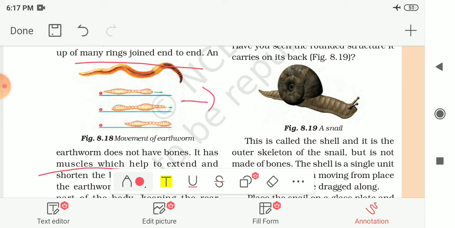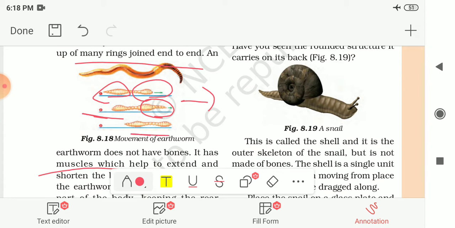If the earthworm is moving in this direction, then during this movement the earthworm first extends its front part of the body, and at the same time it fixes the rear portion of the body to the ground. Then it fixes the front end, and it releases the rear or back end. It then shortens the body and pulls the rear end forward, as shown to you, pulling the back part in the forward direction.